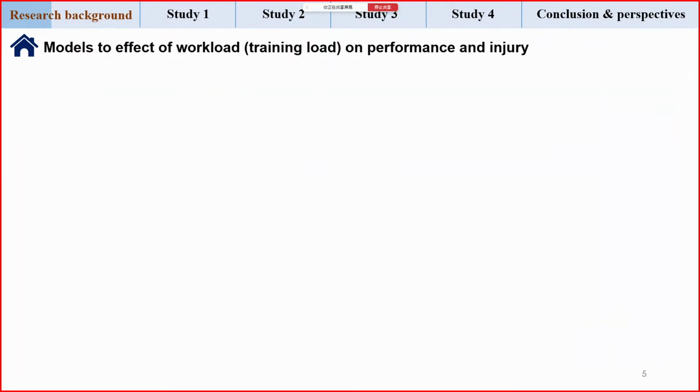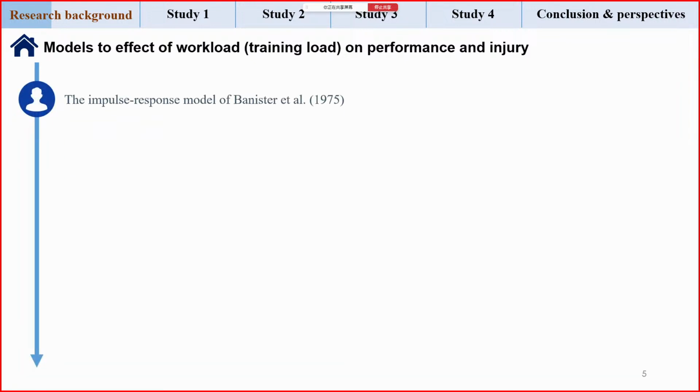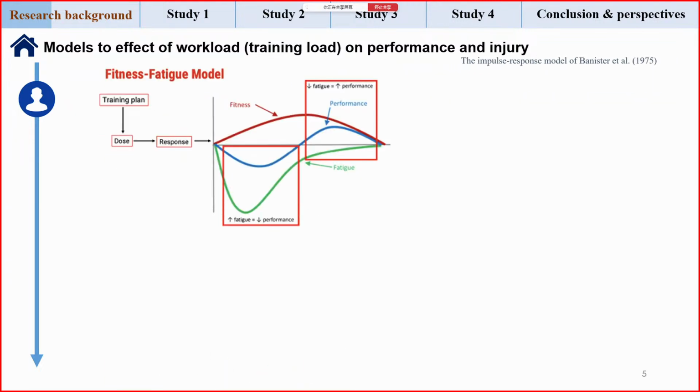Next, I will present several models that can explain how training load affects performance and injury. The first model is Bannister's fitness and fatigue model. It suggests that training has both positive effects, such as improved fitness, and negative effects, such as fatigue. The fitness curve gradually accumulates after the training stimulus and reaches a peak, and then slowly declines as training stops or decreases. And the fatigue curve accumulates rapidly after training and declines more quickly.